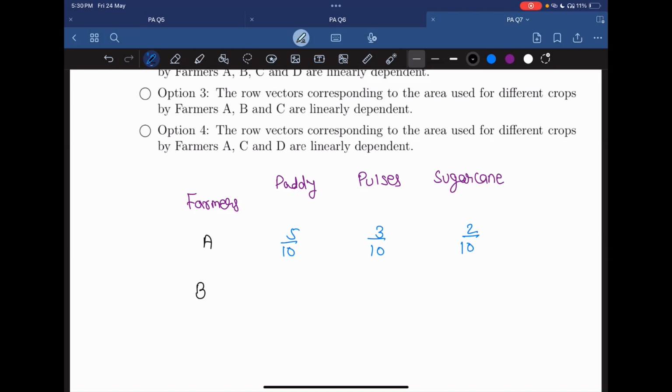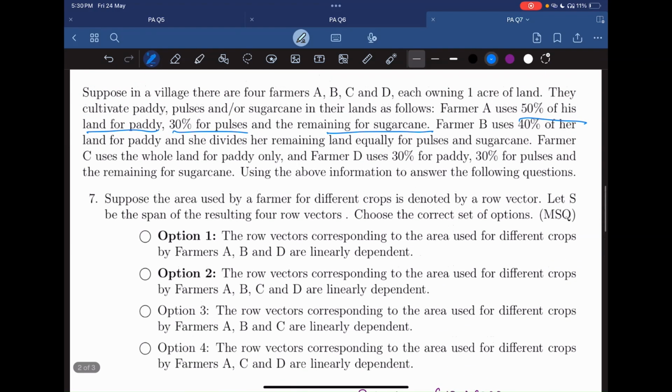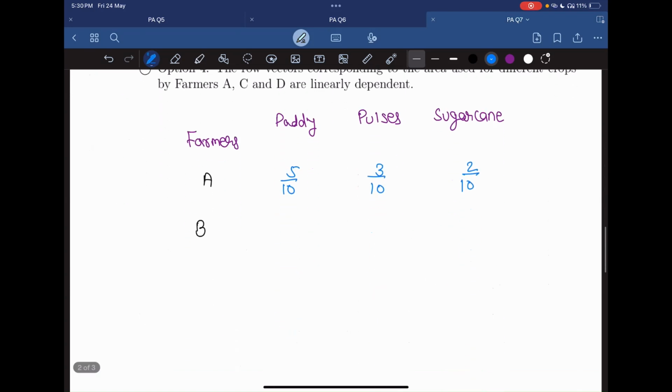Now we have farmer B. The farmer B uses 40% of her land for paddy and she divides her remaining land equally for pulses and sugarcane. So 40%, that is 4 by 10, and the remaining she divides equally, so that means 3 by 10, 3 by 10.